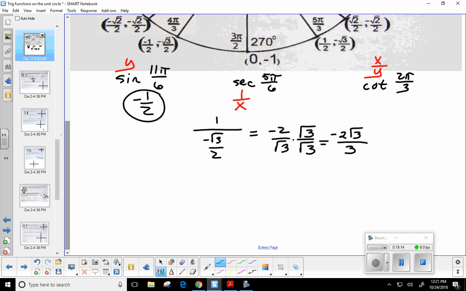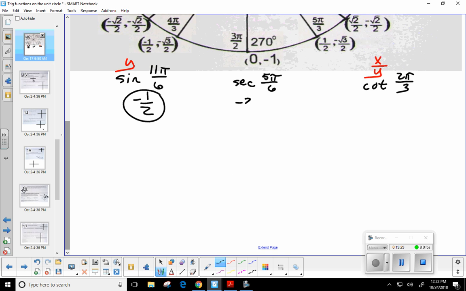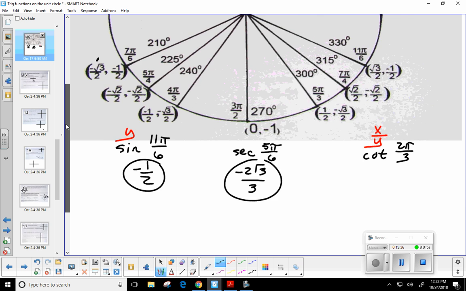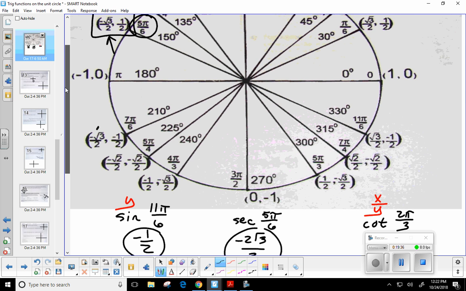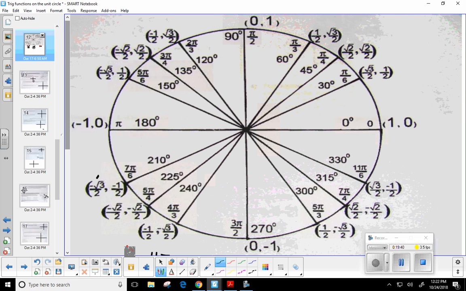Absolutely. Okay. Does anybody think they have the cotangent of 2 pi over 3? Okay. You're saying negative 1/2? Okay, well, let's take a look. Let me go ahead and erase this real fast. So this was negative 2 square root of 3 over 3. Now Christian says we have the answer for cotangent of 2 pi over 3. So first off, where is 2 pi over 3? Okay, it's in quadrant 2. So here's 2 pi over 3.